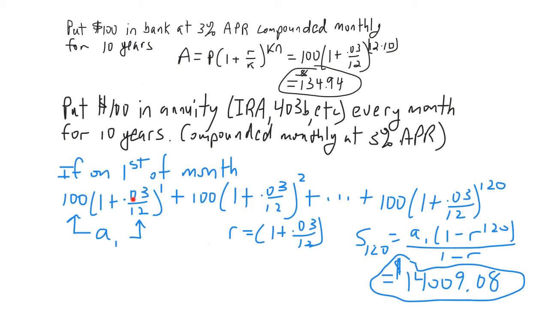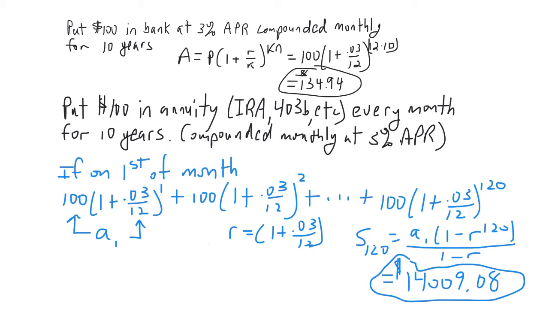So the very last time I put the $100 in, when there's only 1 month left before my 10 years is over, that $100 will earn 1 month of interest. And the amount of interest will be the 3% annual divided by 12, because it's a twelfth of that. The second to the last time I put the money into the annuity, it will earn 2 months of interest, being put in on the first of the month, have 2 full months at this interest rate, etc., etc.